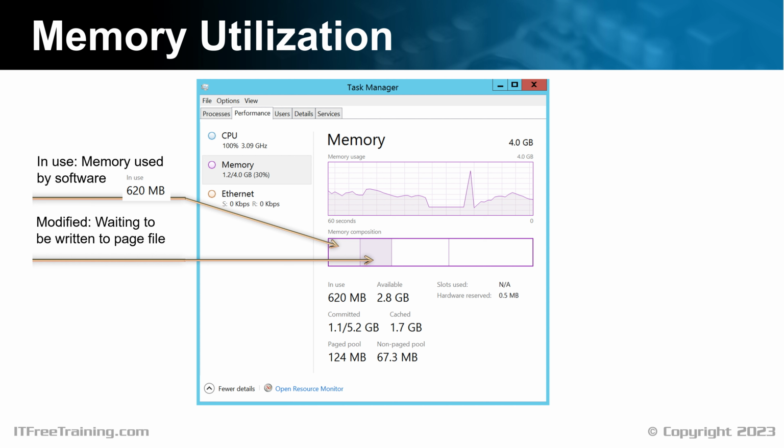Modified is data that is waiting to be written to the page file. What Windows will do to make the best use of memory is attempt to determine what is referred to as a working set. A working set is a collection of memory that Windows thinks will most likely get used later. Windows will use a number of different measures to determine this. For example, if the memory has never been accessed after a certain period of time, there is a chance that it won't be accessed while the application is running.